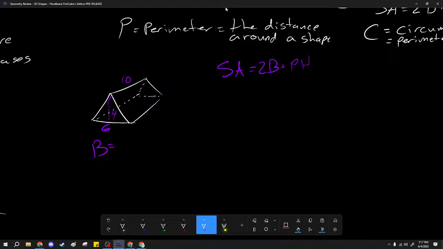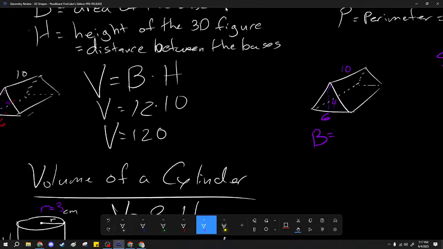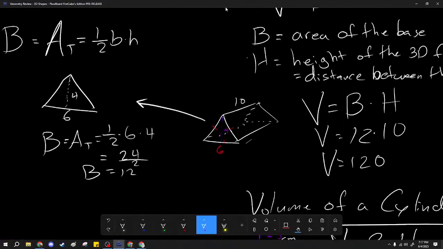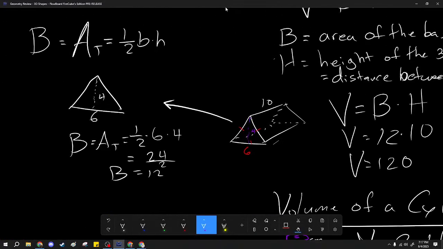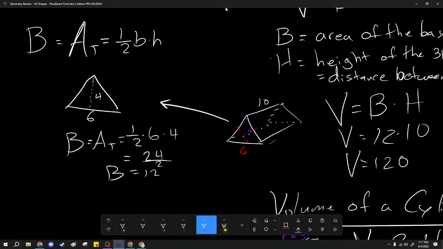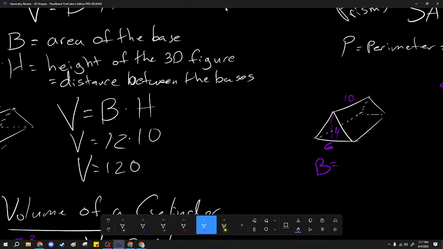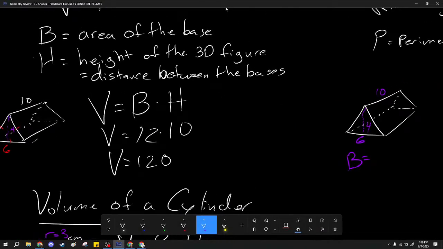We already found B earlier. We found it over here. I'm not going to do it again. I'll just talk about it again. I don't have to write it again. How nice is that? So, area of the base. It's the same exact figure. I just drew it with different colors.